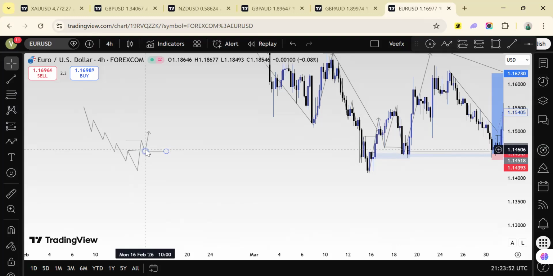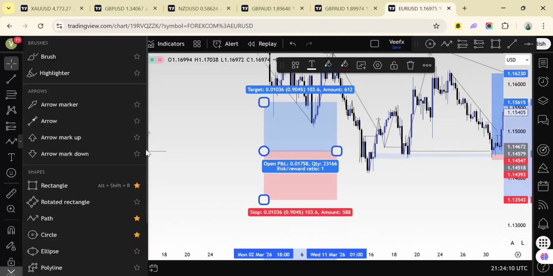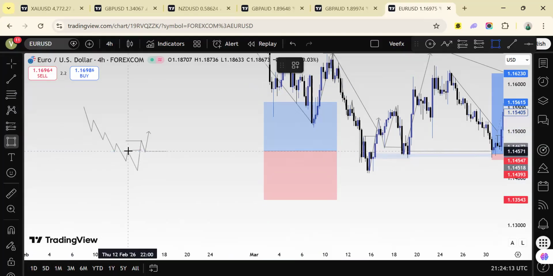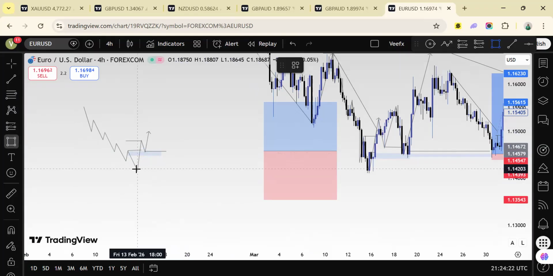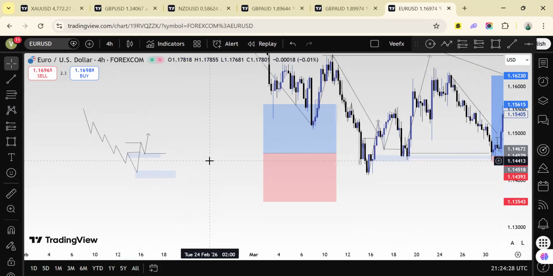Now the third rule says your POI needs to be unmitigated, which I explained means that in the process of your pullback, which is your inducement liquidity, it should not tap into your POI zone. Now, in this market structure shift that occurred here, remember, we have a breaker block POI, right? And we also have what? An order block POI here. Now, knowing which one to use is going to save you, which is the third rule. The third rule says your POI should be unmitigated.